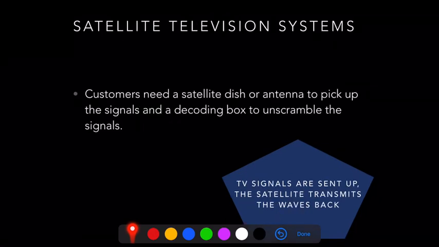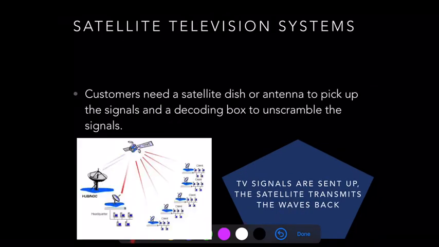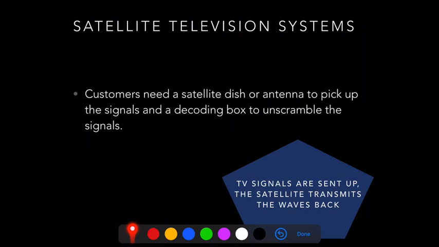Radio waves are sent up, the satellite transmits the waves back. That's how it works. In the television system, customers need a satellite dish or antenna to pick up the signals and a decoding box to unscramble the signals, okay? That's, for example, what Dish uses, or Izzi, those boxes where the wireless is also distributed there at home. TV signals are sent up, and the satellite transmits the waves back with radio waves again.